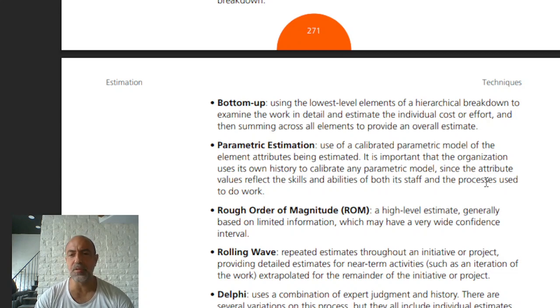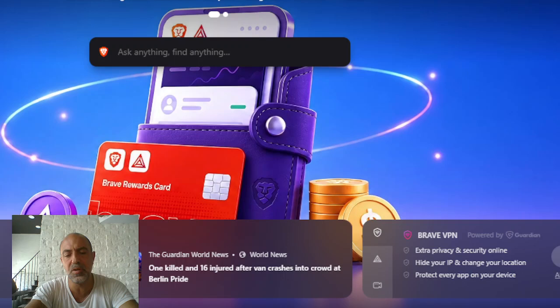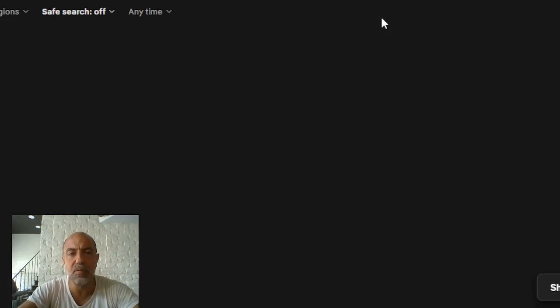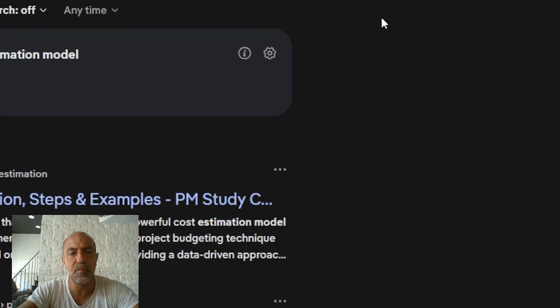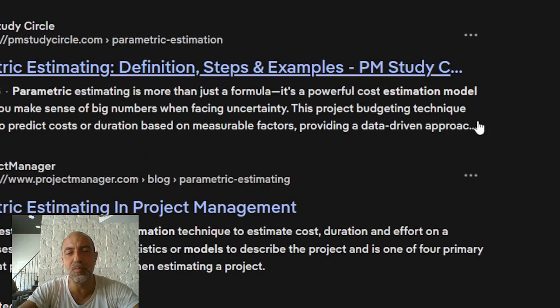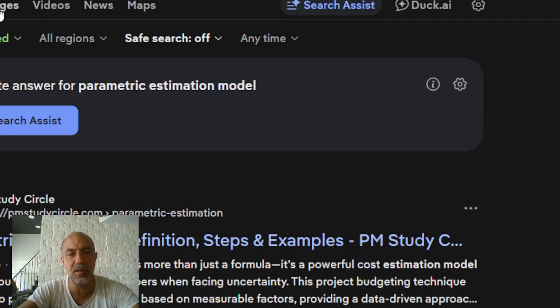Parametric estimation, use of a calibrated parametric model of the element. I have no idea what parametric is. Parametric estimation model. Is that a good thing to Google? Parametric estimating is more than just a formula. It's a powerful cost estimation model. Is there an image for it?